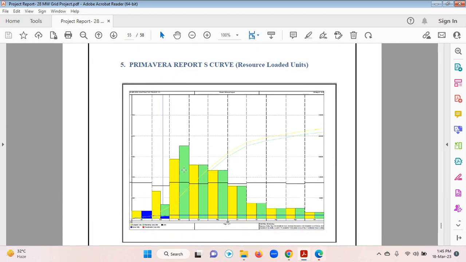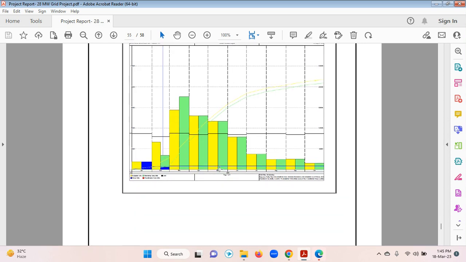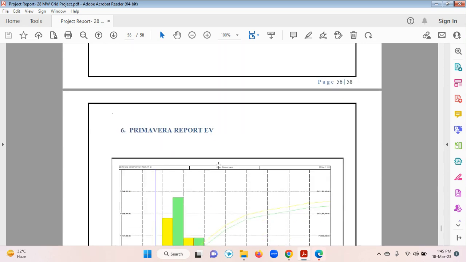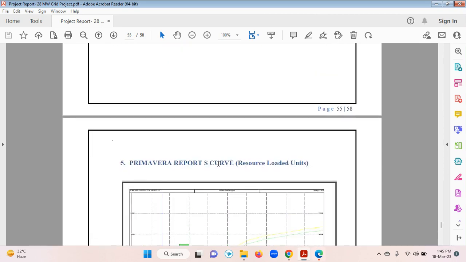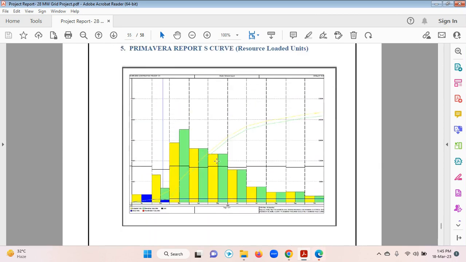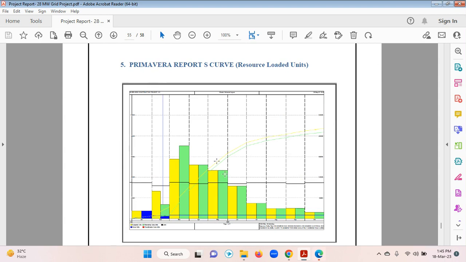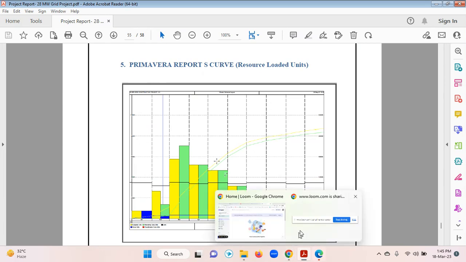Also, I shared the S curve report, resource loaded units, and the earned value report, to tell the management about how well the resource bucket is managed and how well the resource leveling has been done. So this comes to the end of the report, and hope you like it.